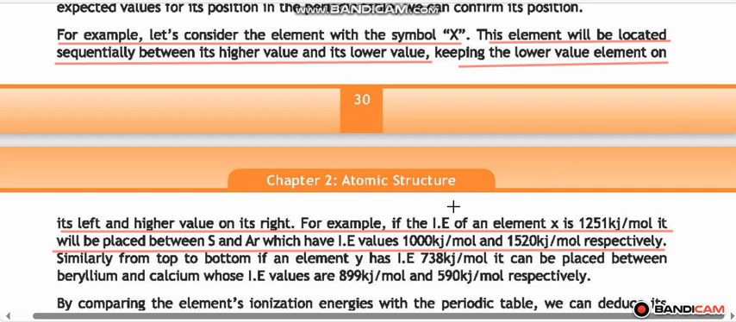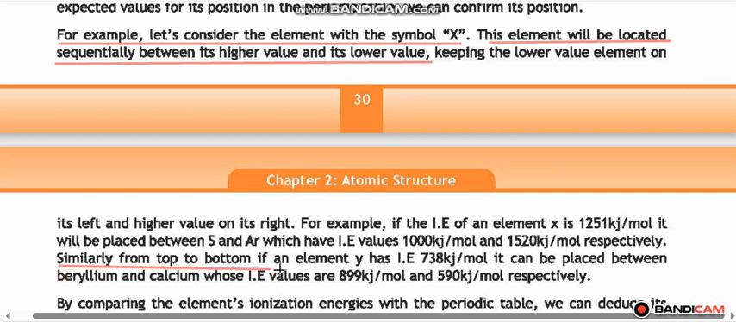Students, it states that if the element has, for example, 1251 kilojoule energy, and in the periodic table there is an element with 1000 kilojoule energy and another with 1520 kilojoule energy, since 1251 is in between 1000 and 1520, that is why that element, which is called element X, will be placed between these two elements, and these two elements are sulfur and argon, because their energies are above and below the given element.